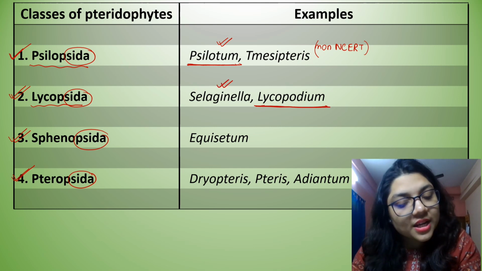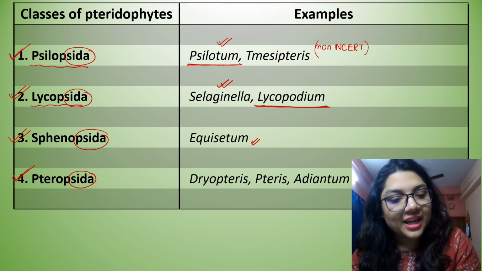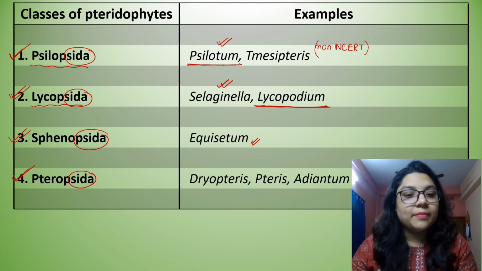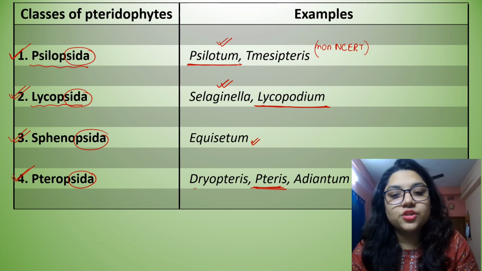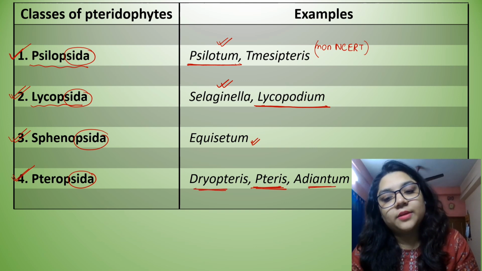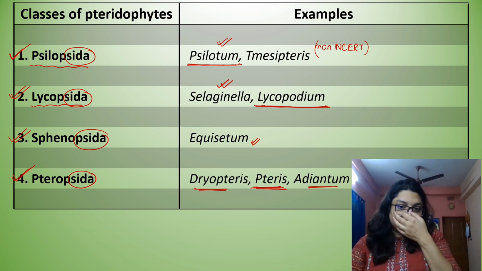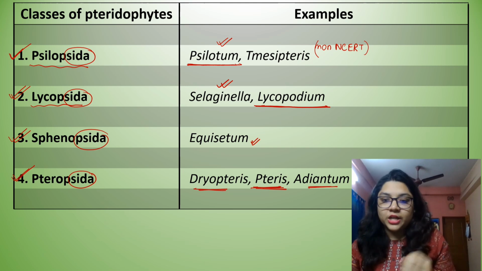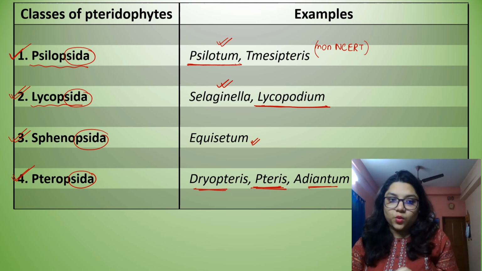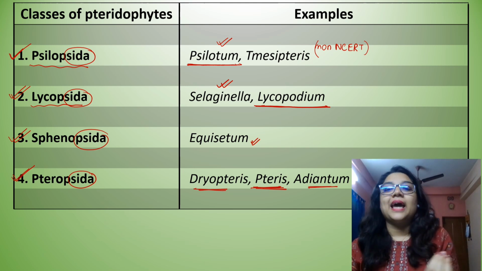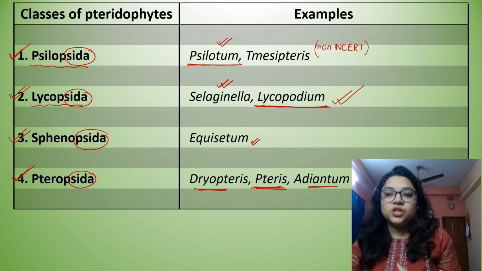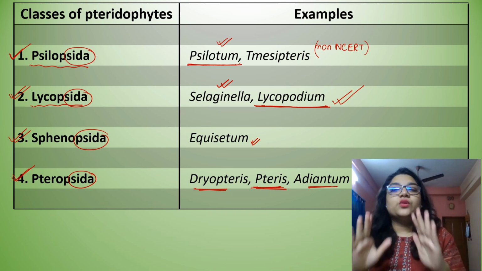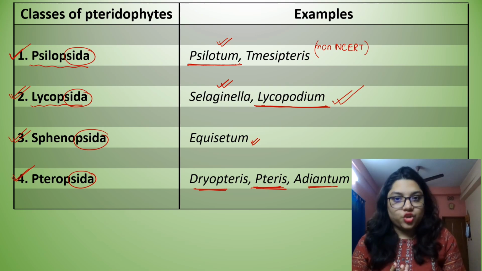Then Equisetum of Sphenopsida is a little different. And Pteropsida again the same: Pteris. Then the other is Dryopteris, Adiantum. So Pteris and Dryopteris you can easily remember from Pteropsida. From Sphenopsida, Equisetum; from Lycopsida, Lycopodium, very easy; and then from Coelopsida, Coelotum. So at least one example you can very easily remember from each of them.